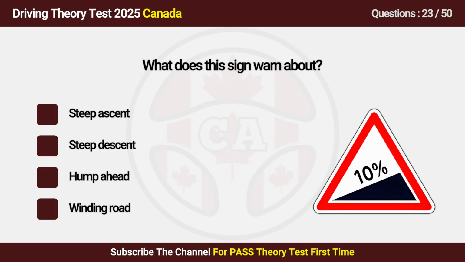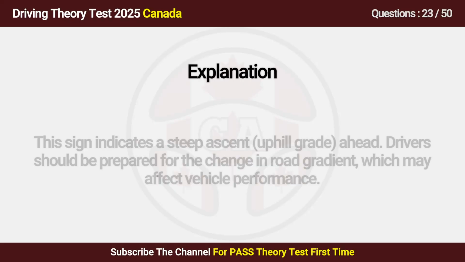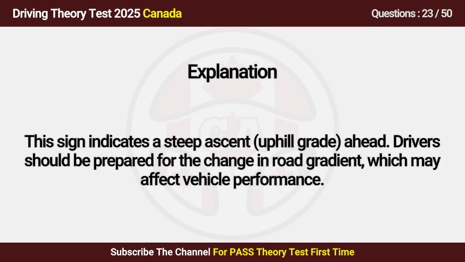Question 23. What does this sign warn about? A. Steep ascent. B. Steep descent. C. Hump ahead. D. Winding road. Answer is A. Steep ascent. This sign indicates a steep ascent, an uphill grade ahead. Drivers should be prepared for the change in road gradient, which may affect vehicle performance.